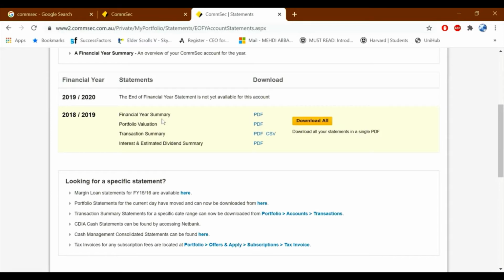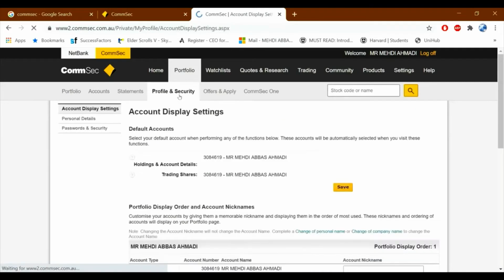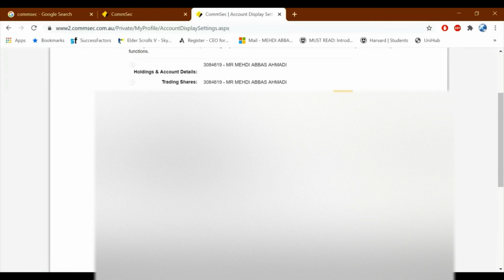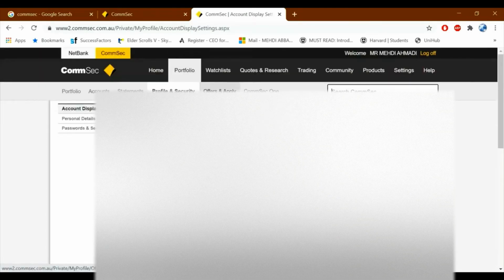You can just go here on this statement, and you can get a transaction summary. You can get a portfolio valuation, or the whole financial summary. Then we have profile and securities. This is all your profile and personal details. Your passport you can change here and everything.